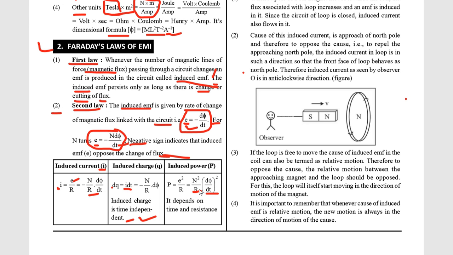These are very important points about induced current, induced charge, and induced power, and they are related to the Faraday law. Students must understand the second law of Faraday. It will help you to understand and solve many questions and numerical problems, and at every part, E is equal to minus n d phi by dt is used here.